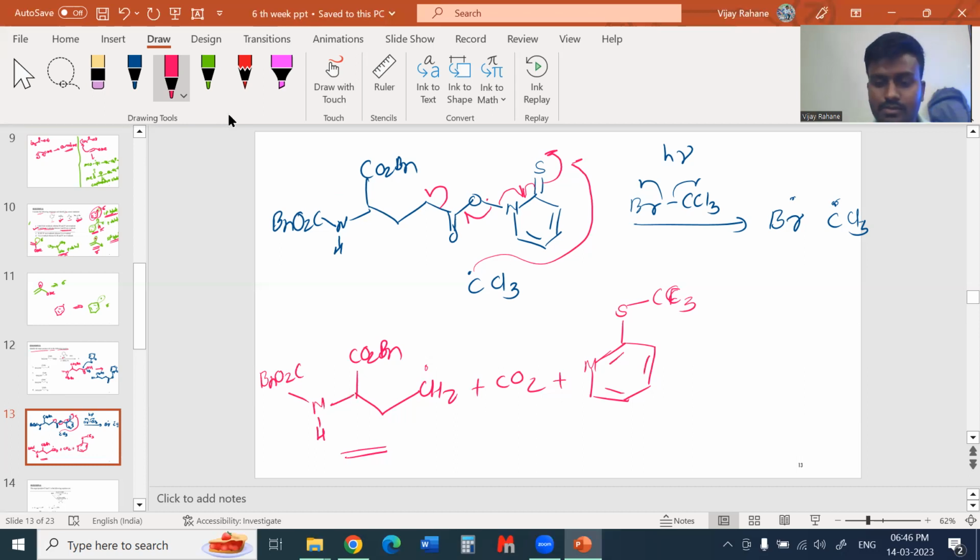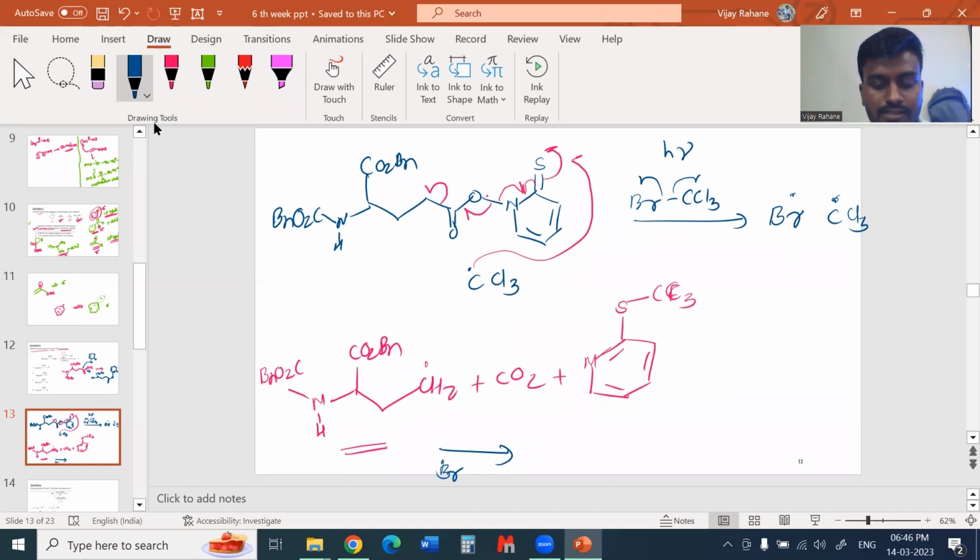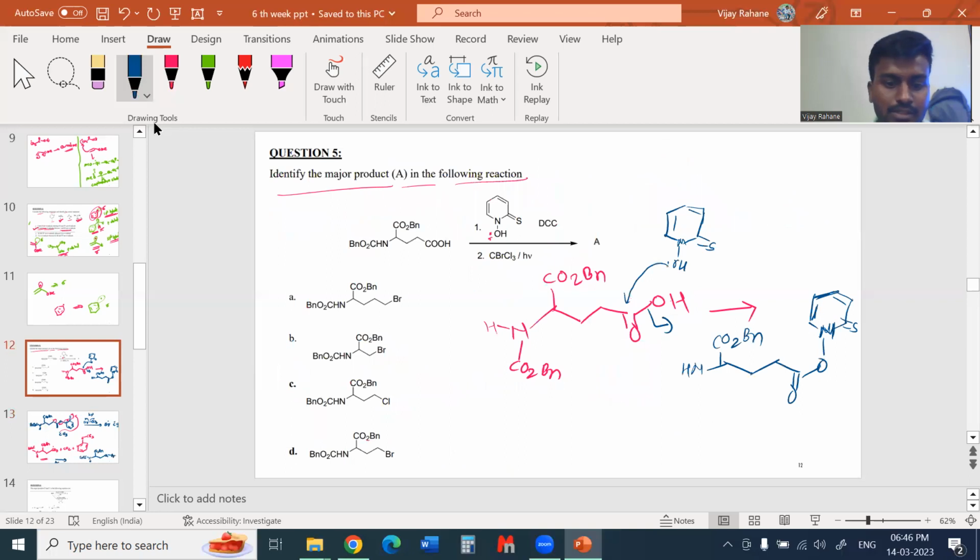So we see, this one at the end, what happened is this Br radical and this CH2 radical form a bond. So which is the correct option in this one, right? So this D is the correct option.